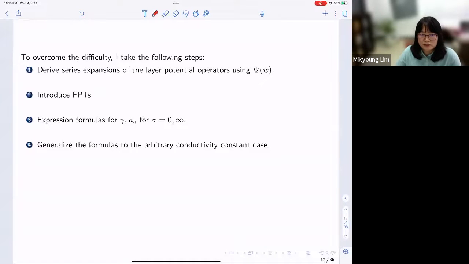To overcome the difficulty, I take the following steps. First, derive a series expansion for the layer potential operators using psi omega, so derive some geometric series expansion. And I will introduce the new concept of Faber polynomial polarization tensors, FPTs. That's a modification of the classical GPTs. And then express the formula using FPTs for the extreme conductivity case. And that is much simpler than the previous result. Then finally, generalize the formula to the arbitrary conductivity constant case.